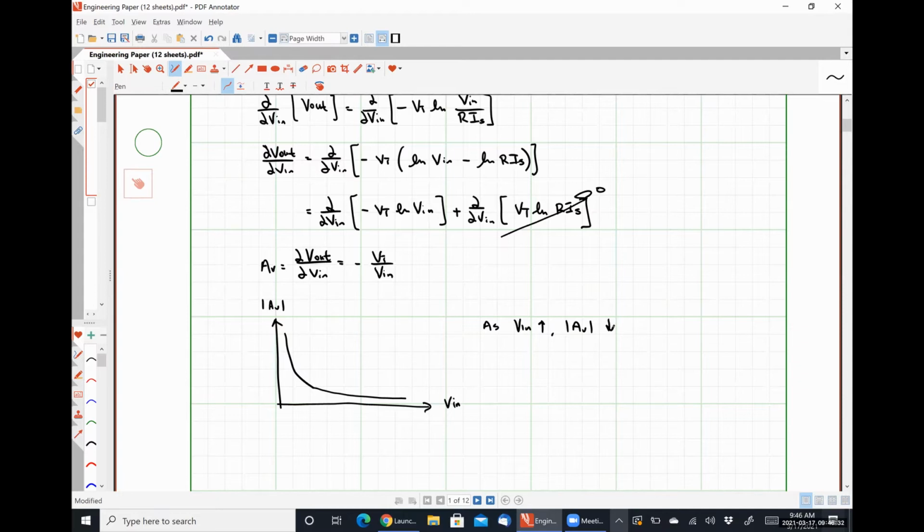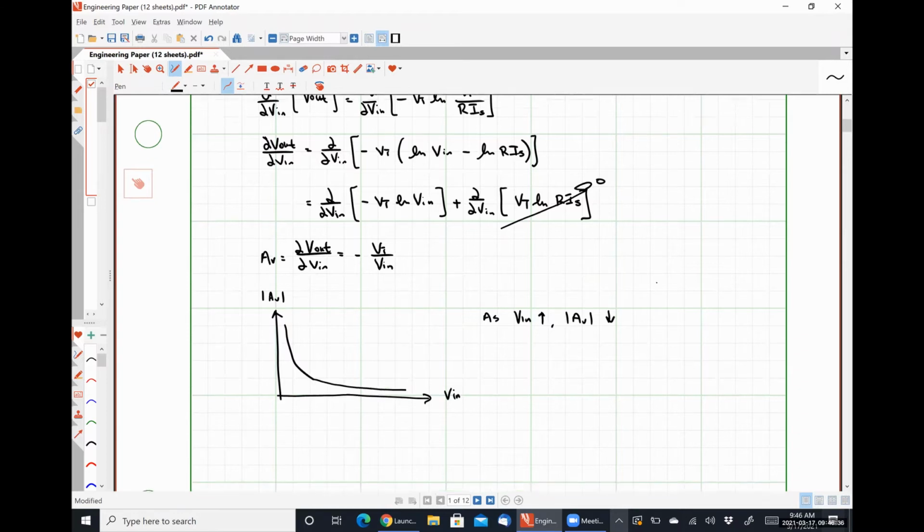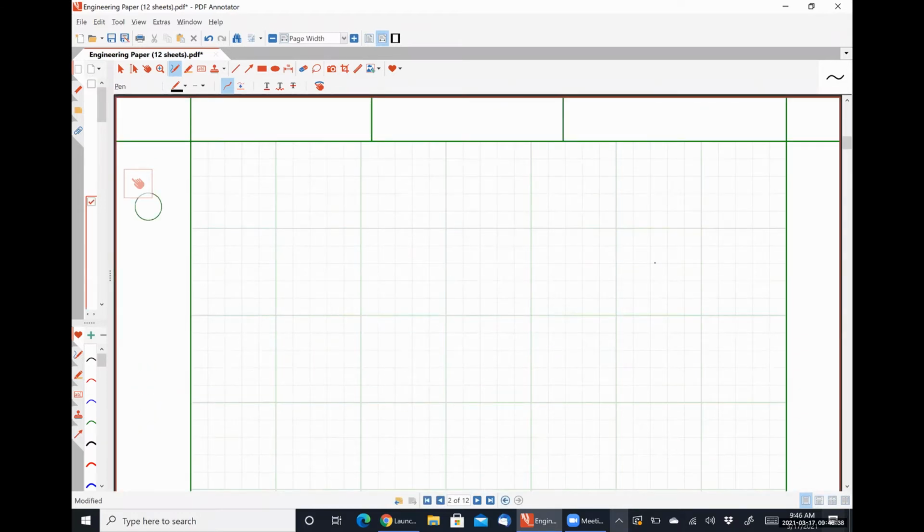So now let's make things marginally harder on ourselves and see what happens when the amplifier is not ideal, right? In the previous case, we considered an infinite gain. Now let's look at when we have a non-infinite gain.